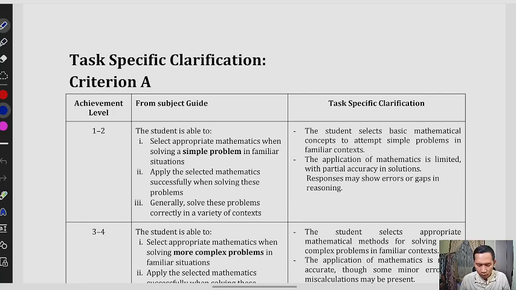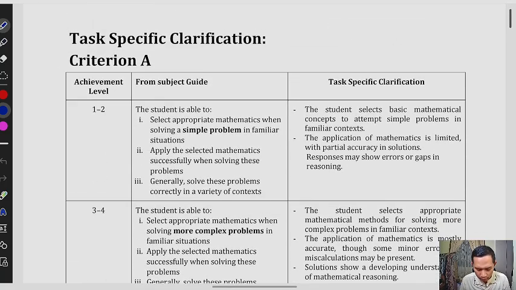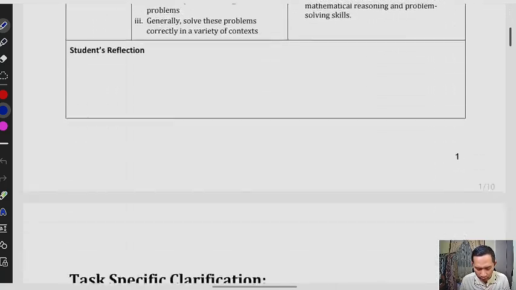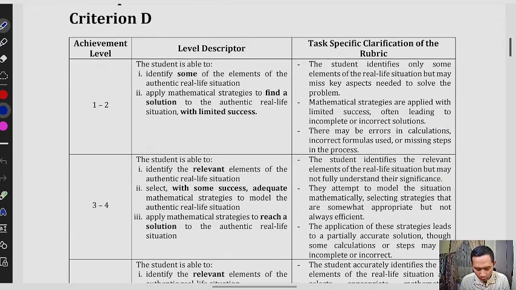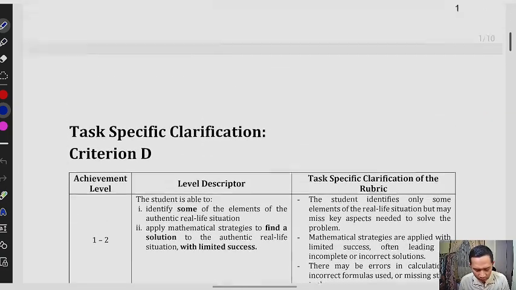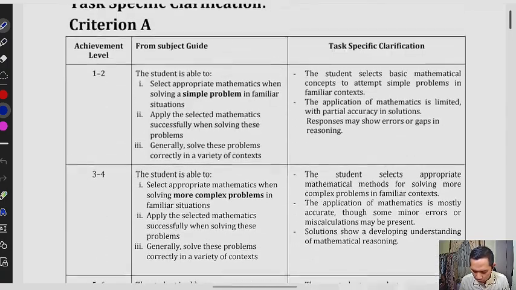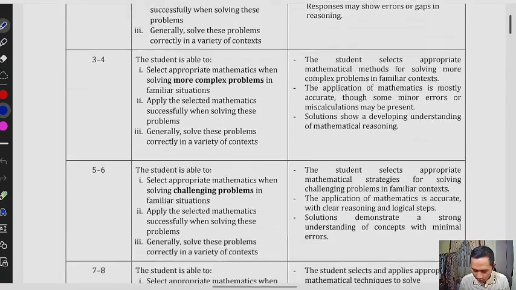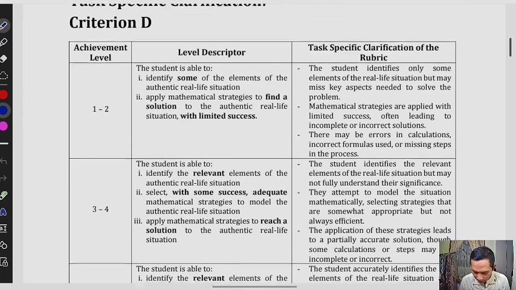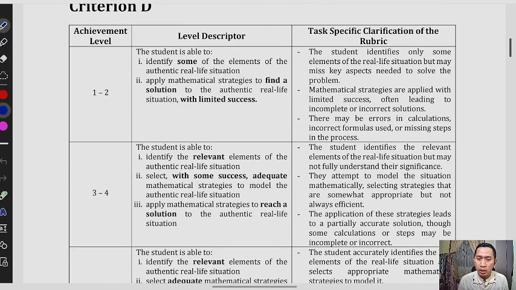First of all, you will have here the TSC for criterion A and criterion D. So what you are going to have later in the summative is criterion A and D. So please do read this TSC because when reading the TSC, you can imagine what the question looks like and how we assess your summative.